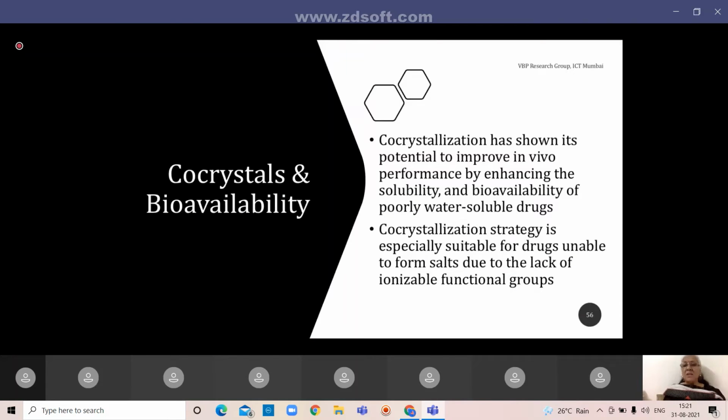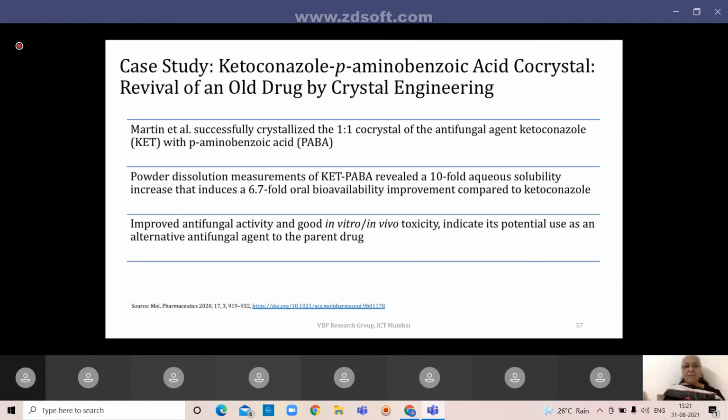Co-crystallization also has shown its potential to improve in vivo performance for poorly water-soluble drugs, and in this case, the case study of ketoconazole. And ketoconazole, all of you know, is an antifungal drug, an old drug, but see, it has been revived, giving a new form. What did they do? They crystallized a 1:1 co-crystal of ketoconazole and PABA. And that has given them 10-fold higher aqueous solubility.